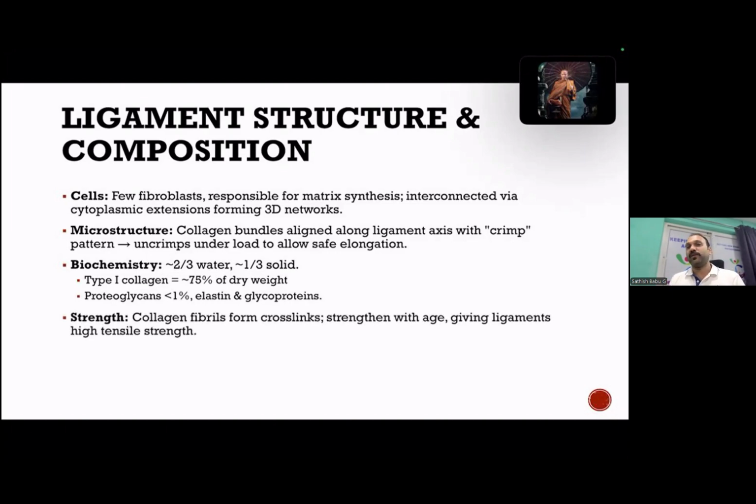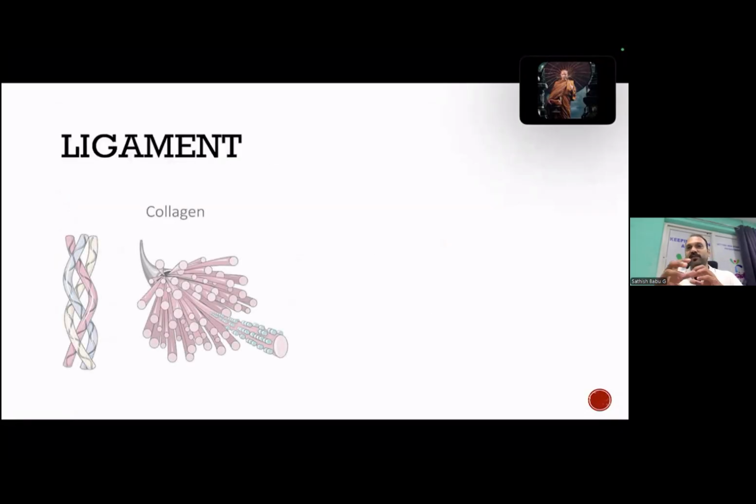And then strength. Strength is primarily from the collagen fibers, which form cross links. In a tendon, if you see the cut section, it is linearly arranged to distribute the weight. But in the ligament, the collagen fibrils are cross-linked with each other, which gives strength with age and gives ligaments their high tensile strength. So when you compare to a tendon, ligaments have much higher tensile strength to support the joint.